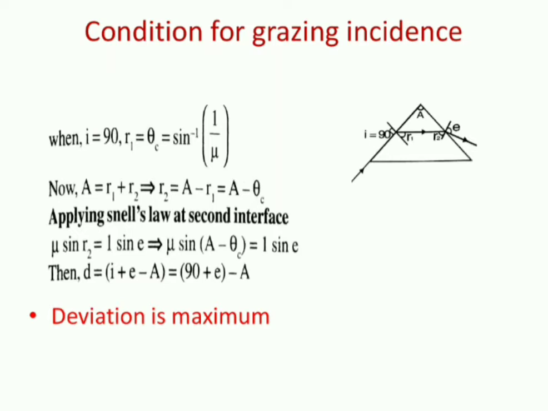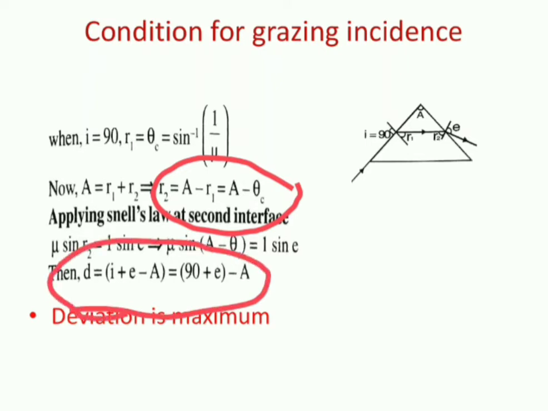So what is the angle of refraction at the second surface? It will be A minus theta c. And when you apply Snell's law for the second surface, you can find out the deviation. And remember, deviation becomes maximum. So this is also the condition for maximum deviation. What is the condition for maximum deviation? Deviation will be maximum when you put I equal to 90 degrees. So maximum deviation is 90 plus E minus A.